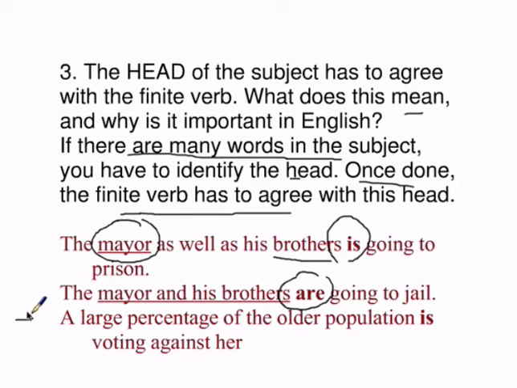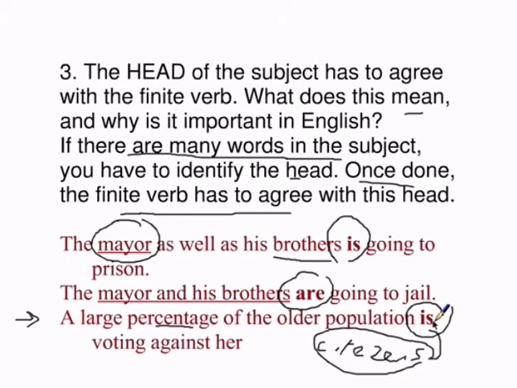If you look at this one here, a large percentage of the older population is voting against her. Is it is or is it are? Which finite verb form are you going to use? In this case, it's is. It's referring back to the percentage here. Imagine if this had said a larger percentage of the older citizens. If this was citizens, then you might be thinking, well, this has to agree with this word here, but it doesn't. Is has to agree with the head of the subject. So that's why it's important to be able to identify both the finite verb and the head of the subject.